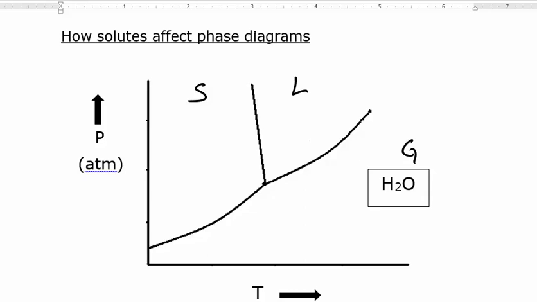If you look at 1 atmosphere, which is normal atmospheric pressure, we can go across, and where that pressure hits this line is your freezing point for water, and that is 0 degrees. And where that line hits the liquid-gas line is your normal boiling point. So that's your normal freezing and boiling point for pure water, and you know those numbers. But what happens when you add a solute?